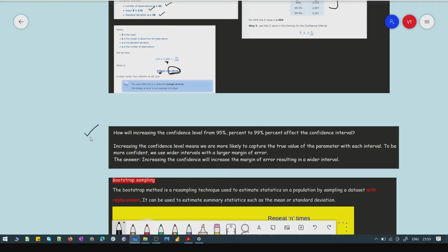If you read the question, how will increasing the confidence level from 95% to 99% affect the confidence interval? Here I'm talking about confidence level, here I'm talking about confidence interval, and I'm increasing my confidence level from 95% to 99%. Let's look at this using a simple example.